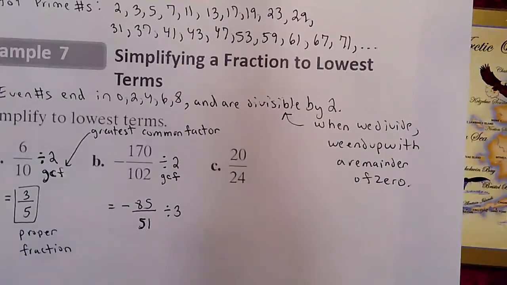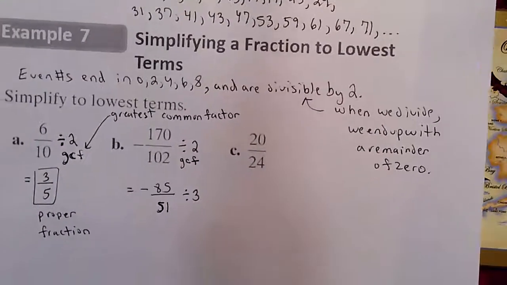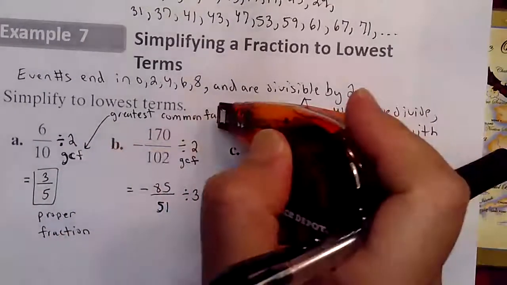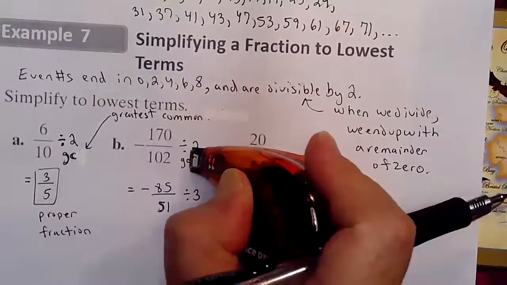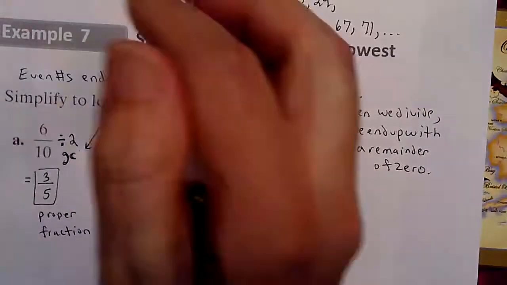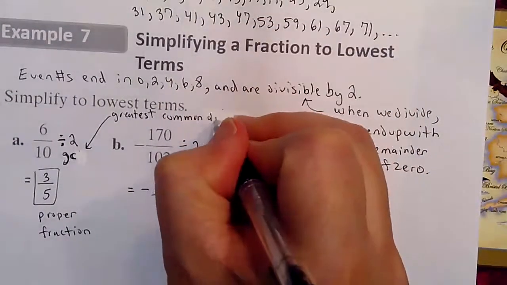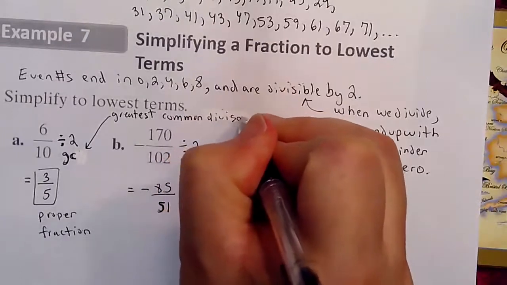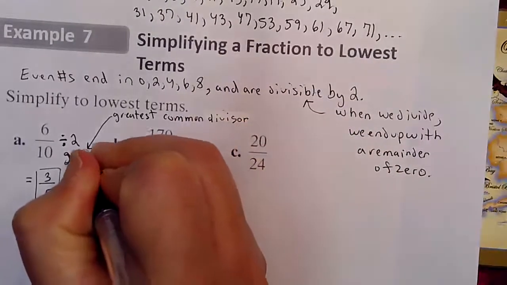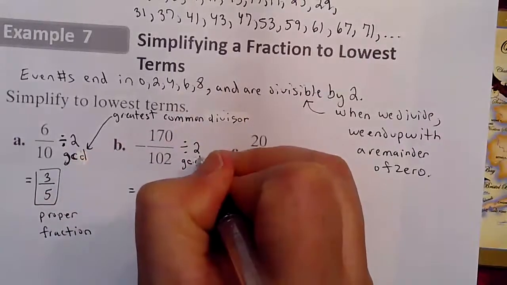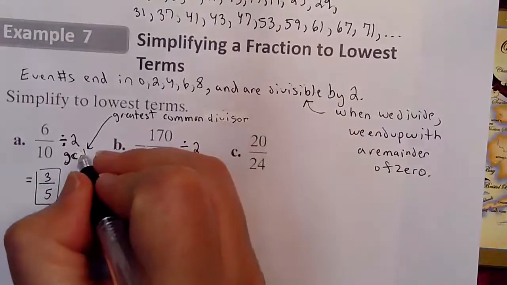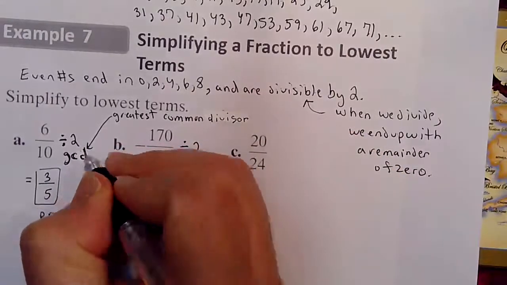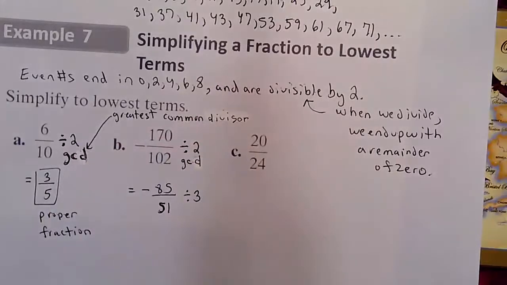And actually, I take that back. I think I should call it greatest common divisor. Sorry about that. Greatest common divisor. GCD. It'd be better to say that. What you don't want to say is denominator. You don't want to say greatest common denominator. You say greatest common divisor.